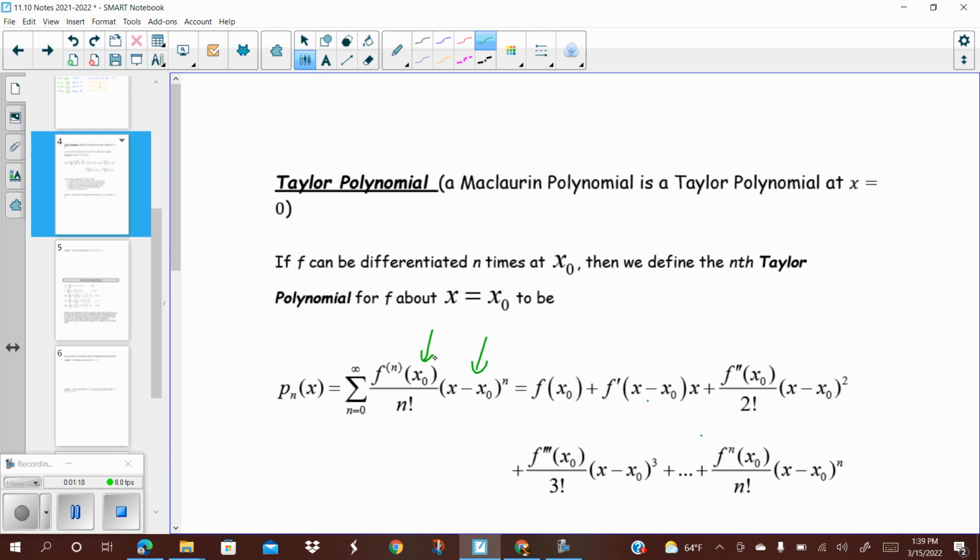So again, this is where I was kind of mentioning, I hope that Taylor didn't invent this whole thing, and then Maclaurin says, well, I'm going to center mine at 0 and call it Maclaurin and make lots of money. Yeah, I'm just jealous because I didn't think of it.